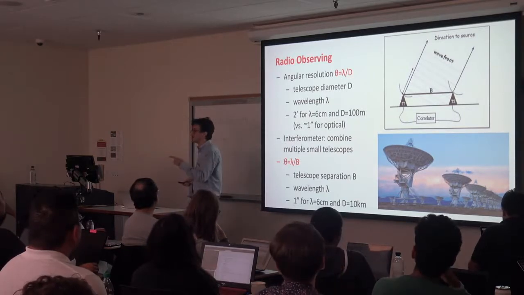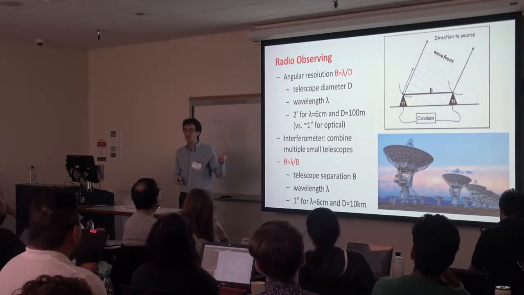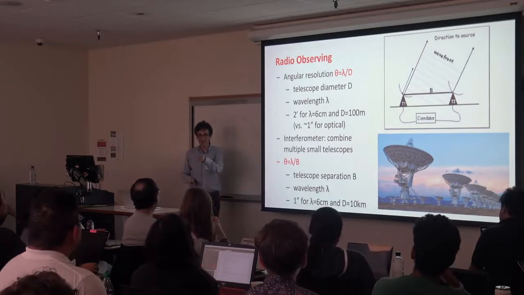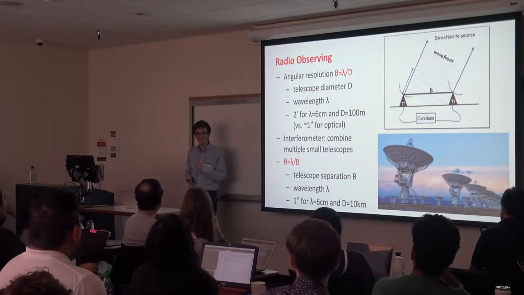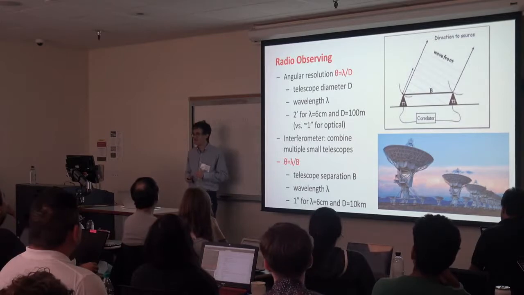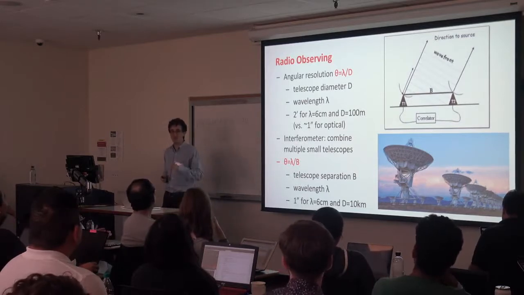anybody know the biggest current single dish telescope? 500 meters. And what's it called? It's in China, but I don't know that much. FAST. Yeah. 500 meter Aperture Spherical Telescope.